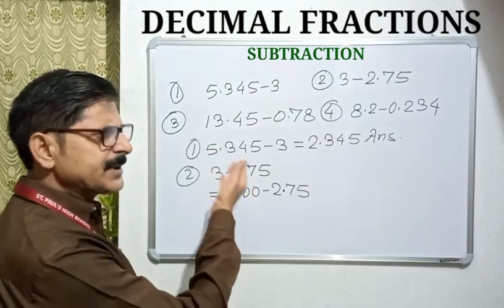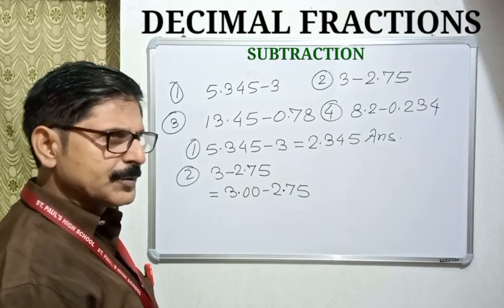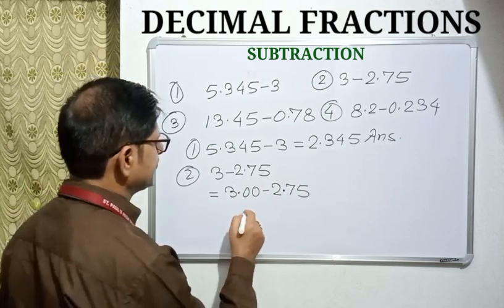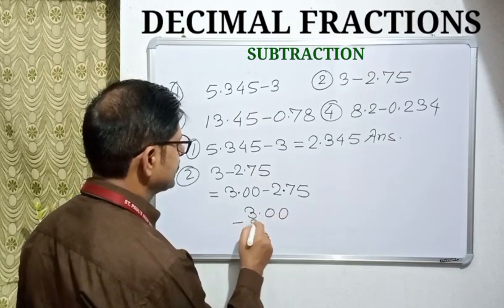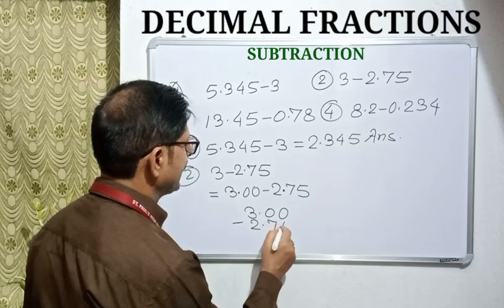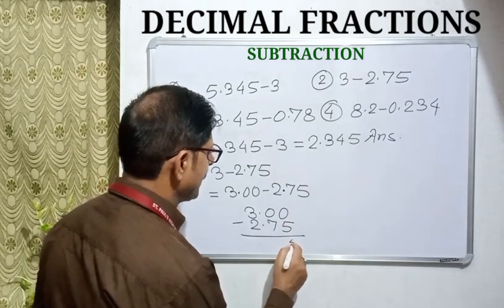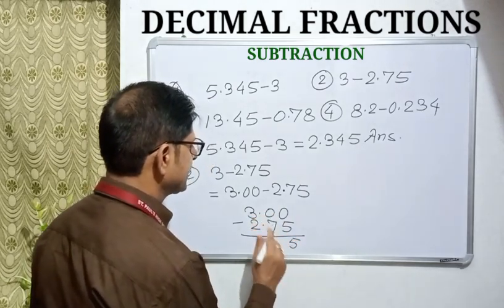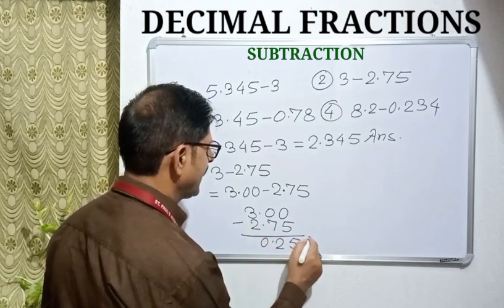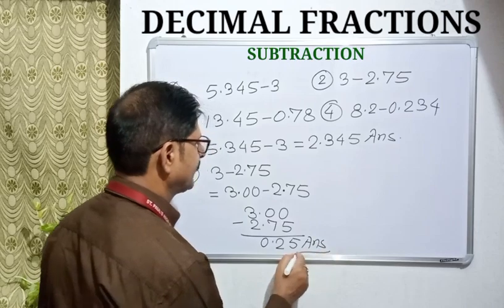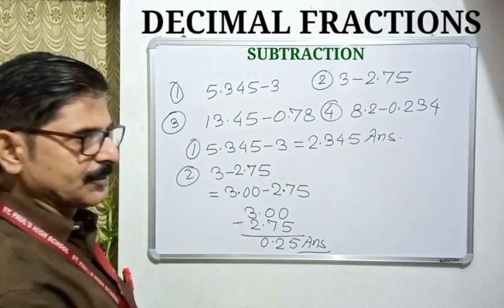Now, as you did for addition, arrange the minuend and the subtrahend in rows and columns and subtract 3.00 minus 2.75. 10 minus 5 is 5. 9 minus 7 is 2. And this is 2 minus 2, 0. And this is your answer. Hope you will find it very easy. Let us come to the next question.